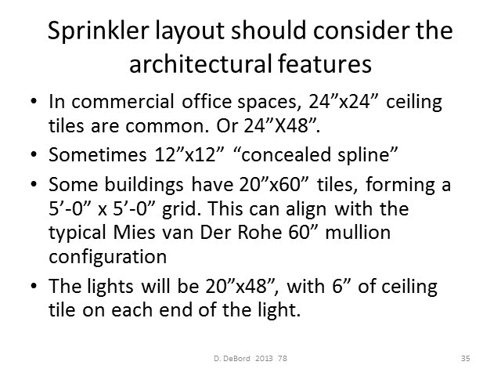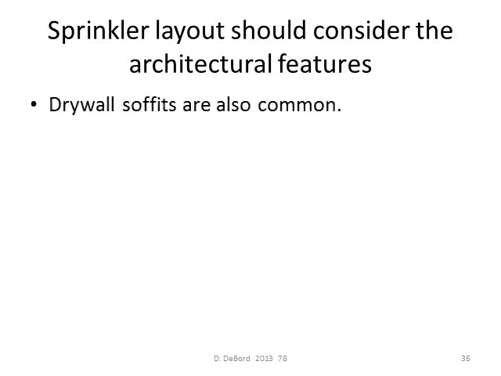But the lights are usually 20 by 48, and then you would have a 6-inch strip on each end of the light. So you could put sprinklers there on the end, or you could put them in the center of the 20 by 20 sections. See that a lot downtown in high-rise office buildings.